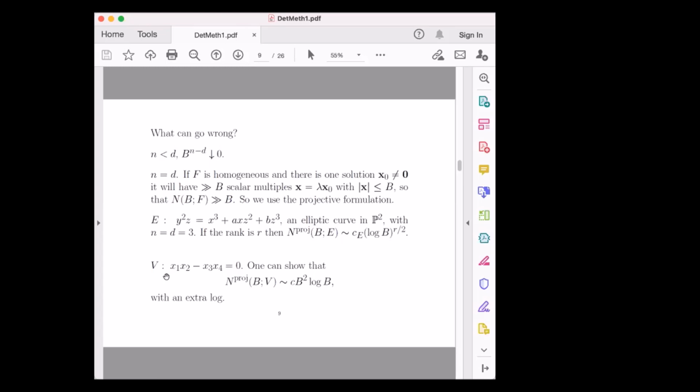Here's another example where we take the variety given by this quadratic equation in 4 variables. So this is a quadric surface in P3. Now, it's not difficult to show, I'm not going to do it here, but that the projective count grows like b squared log b, with an extra logarithm. So here we have n equals 4 variables and d equals 2, degree 2. So b to the n minus d would be b squared. That much is correct, but we have this extra logarithm.